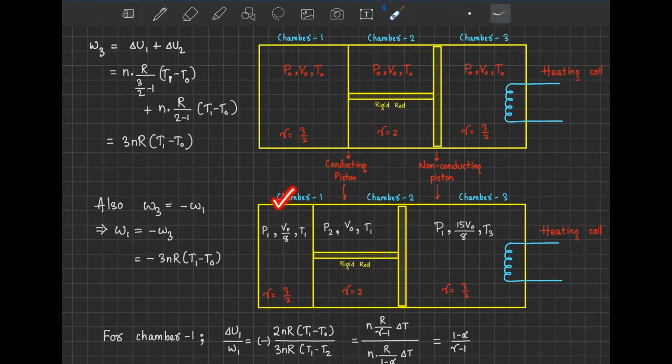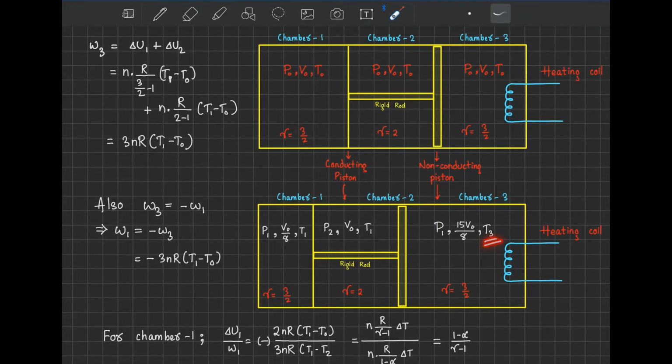Next, chambers 1 and 2 must have the same temperature because the wall is a conducting wall. So the temperature is T1 here, and here also T1. Now here the volume is V0 by 8, as given in the question. Here the volume will remain the same, V0, from the constraint of the pistons which are connected by a rigid rod. So this rigid rod provides a constraint that the volume cannot change. Now for chamber 3, the pressure is P1, equal to chamber 1. The volume will increase to 15 V0 by 8 and the temperature we don't know, so let's write it as T3.